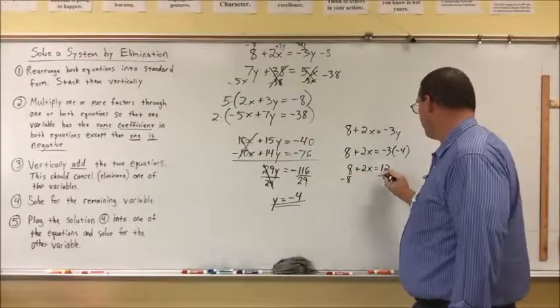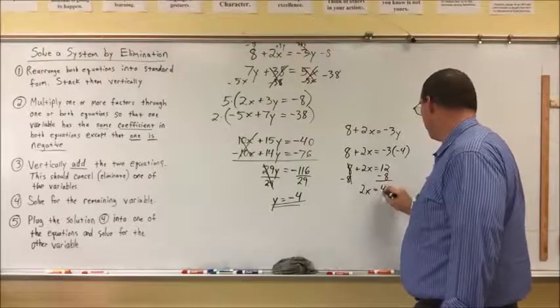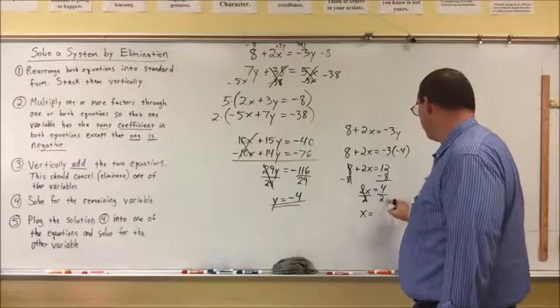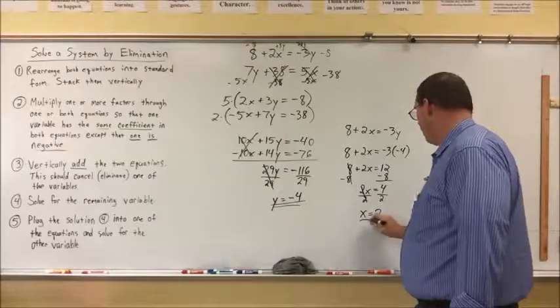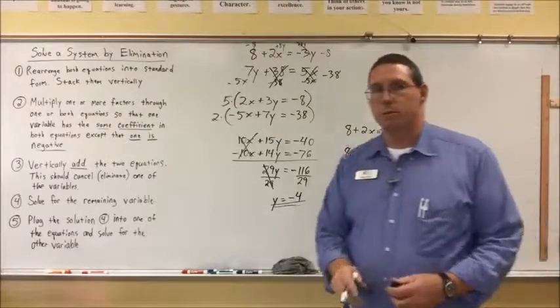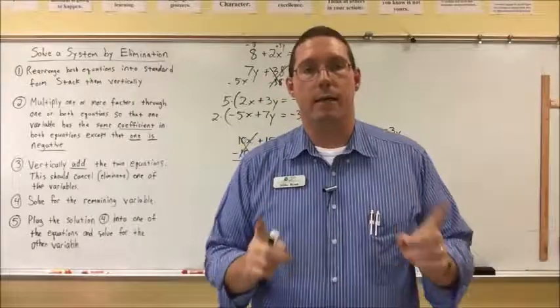I'll subtract 8 from both sides, and I'll get 2x is equal to 4. Divide by 2, and x is equal to, what? 4 divided by 2 is 2. So my solution is y is negative 4, and x is equal to 2. And that is solving systems of equations by elimination.